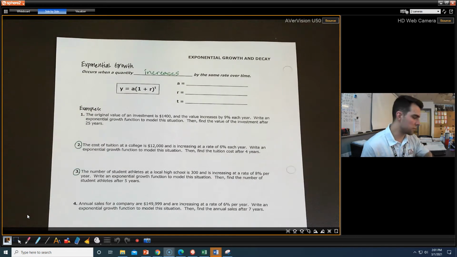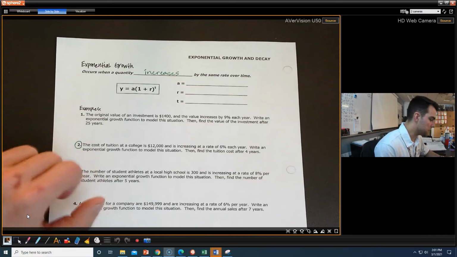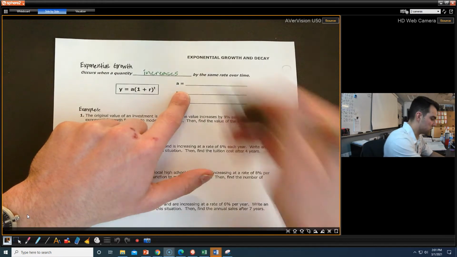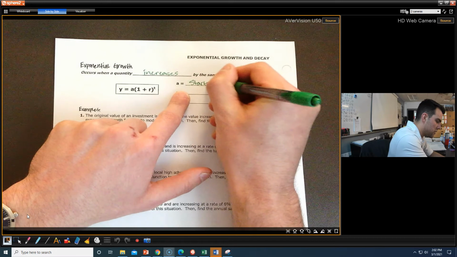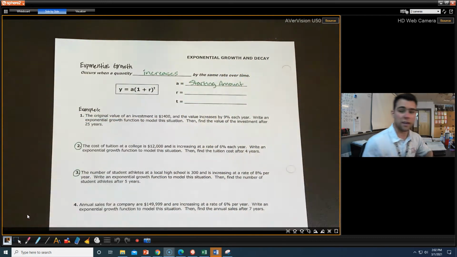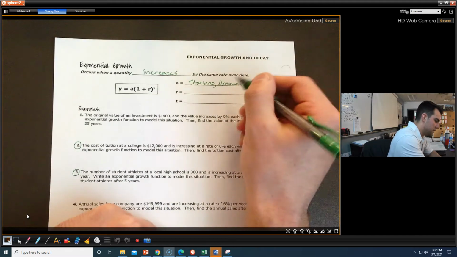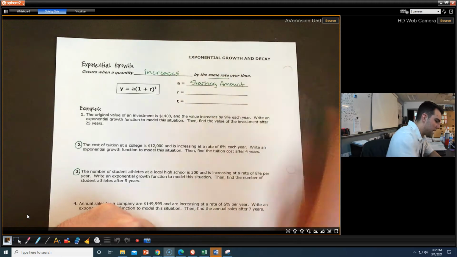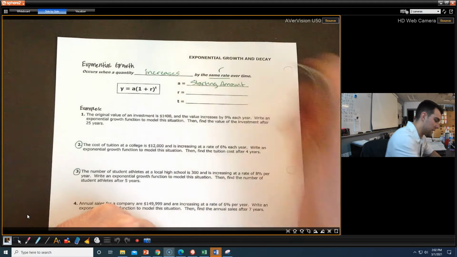And we have these three variables in this problem. The A is going to be our starting amount. It could be money. It could be population. It could be radioactivity. It could be a lot of different things. It's just our starting amount, whatever we're measuring, right? The R is our rate, right? So it increases by the same rate over time. That's our R right there.